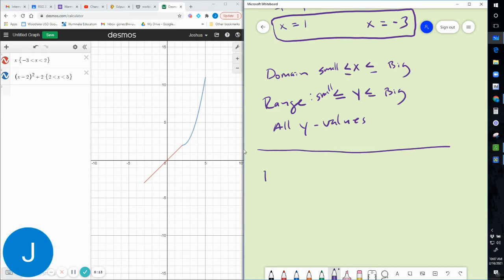So let's look at this graph, the red and the blue combined, and we're going to say, okay, the domain is all possible x values. So my lowest x value is right here at -3. And my highest x value is 5, right? So I go all the way to the left at -3 and to the right is 5. The range is very similar. Okay, the range is all possible y values. So how low does your graph go? My graph goes down to -3, but it goes up to 11.